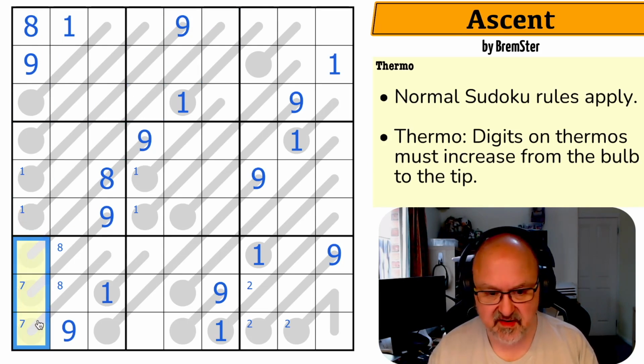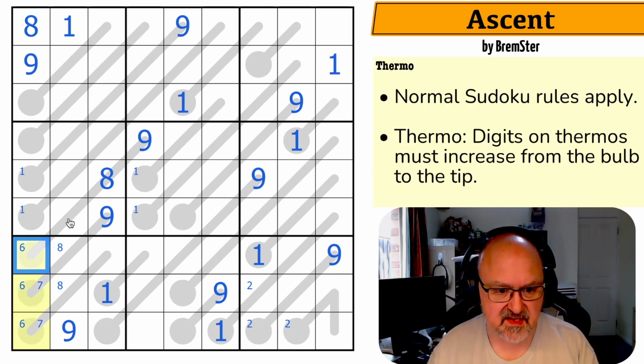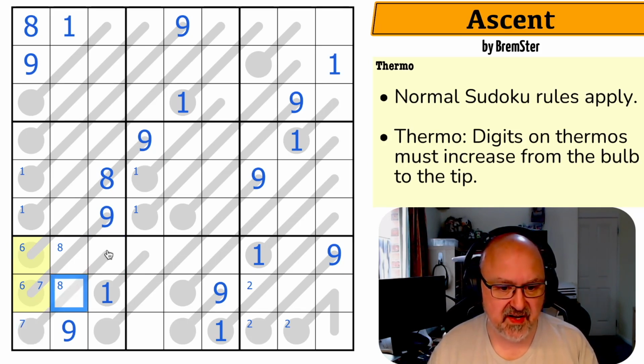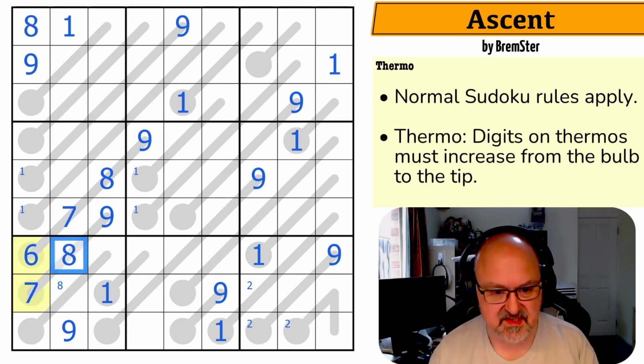So 6 is down here with 7. 6, 7, 8, 9 works. I think... 6, 7, 8, well 8 can't be there, so that can't be 6. So 6 isn't there. Oh, this can't be 7 anymore because 7, 8, 9, but the 9 is here. So that's not the 7, this is the 7, this is the 6. This means this is the 7 and this is an 8 in order to be between the 2. So those were forced, and looking at the 6 did help me find those.